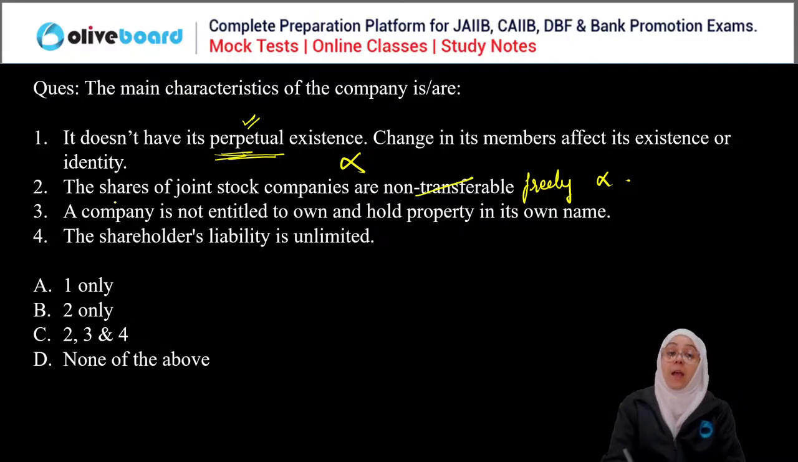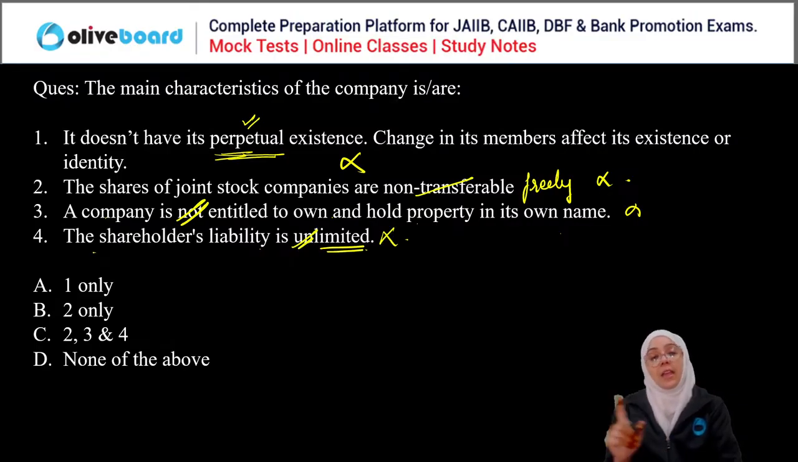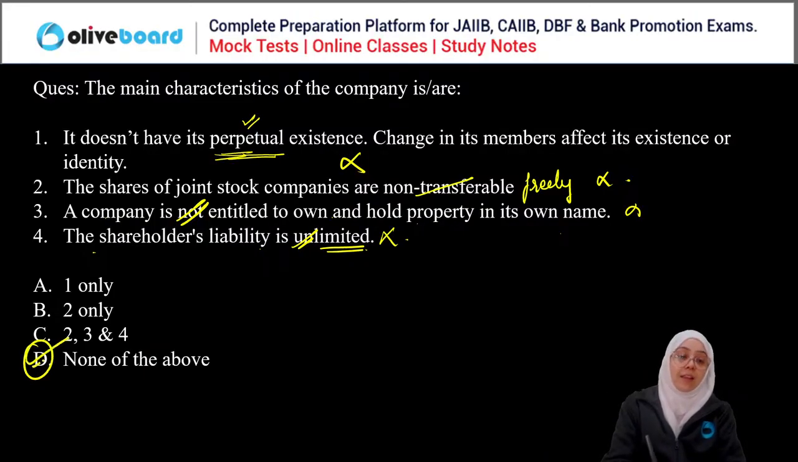A company is not entitled to own and hold property in its name. False. A company is entitled to own and hold property in its own name. The shareholders' liability is unlimited. False. The shareholders' liability is limited to the extent of the shares they hold in that company. So none of the above is the correct answer. D is the correct answer.